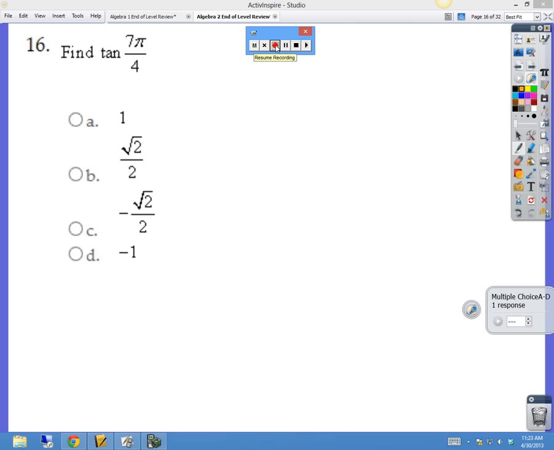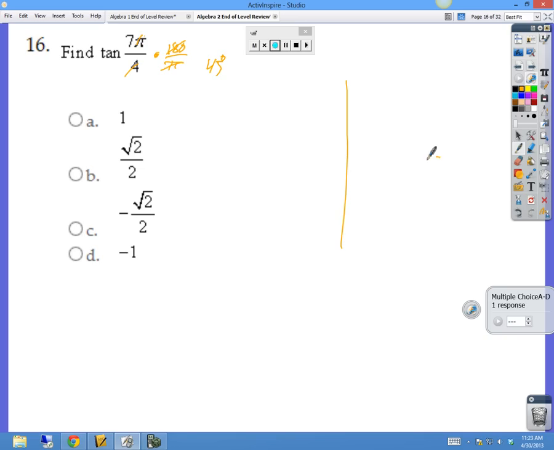Move number 1. Change these radians into degrees. Multiply this by 180 over pi. Your pi's are going to cancel. What's 180 divided by 4? Okay, it's a 45 degree. Now look, this 7 means you're just going to have 7 45 degrees.